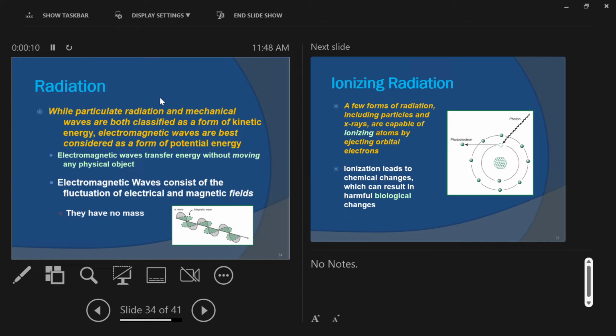So we'll say some things. While things like particulate radiation and mechanical waves are types of kinetic energy, kinetic energy is the energy of motion. Kinetic energy happens when massive objects move. What I mean by massive is I don't mean like a cruise ship. I don't mean a big thing. I mean a thing that has mass.